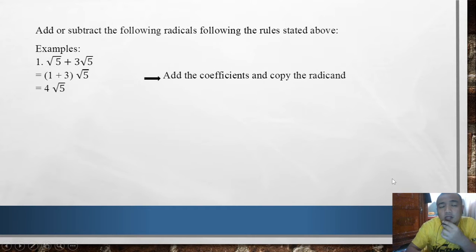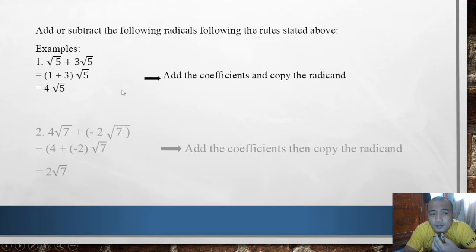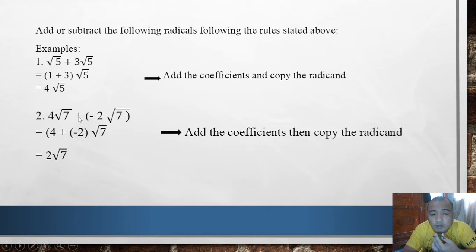That simple. Example, square root of 5 plus 3 square root of 5. First add the coefficients, 1 plus 3, 4. So the answer is 4 square root of 5. Number 2, 4 square root of 7 plus negative 2 square root of 7. Add 4 and negative 2, that's positive 2 square root of 7. Add the coefficients, then copy the radicand.